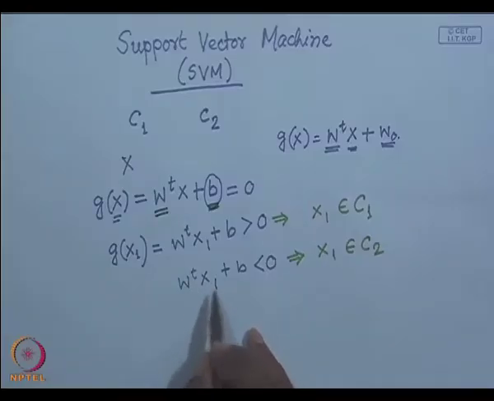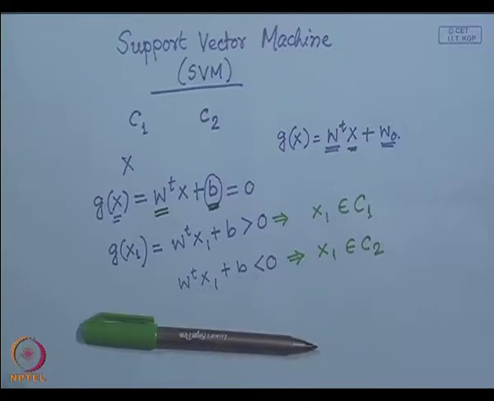Similarly, if I take a vector from class C 2, we have checked whether this w transpose x, where x is taken from class C 2, is negative or not. If it is not negative, then again we have modified w and b.